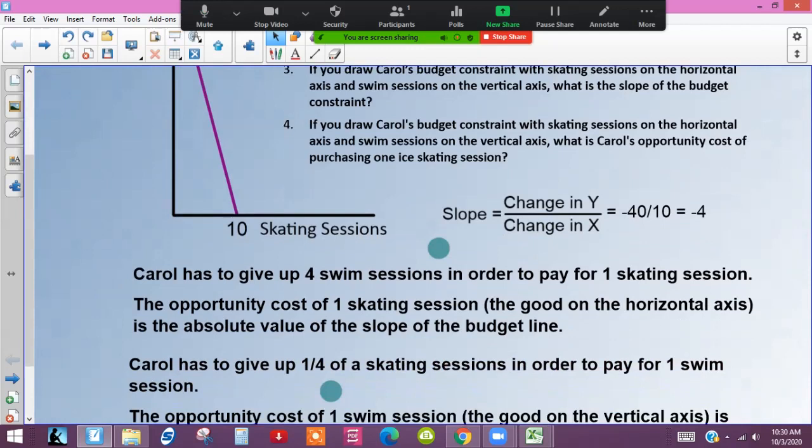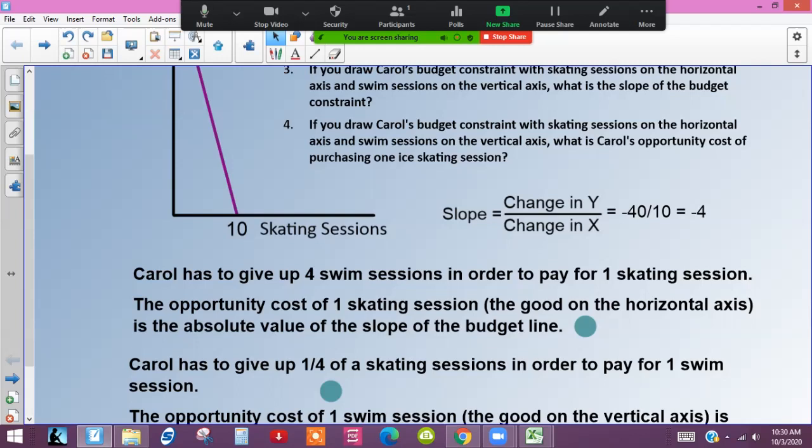So the opportunity cost of the skating session, or whatever the good or service is on the horizontal axis, is going to be the absolute value of the slope of the budget line. So if you know that, then you can figure out or compute the opportunity cost that way.